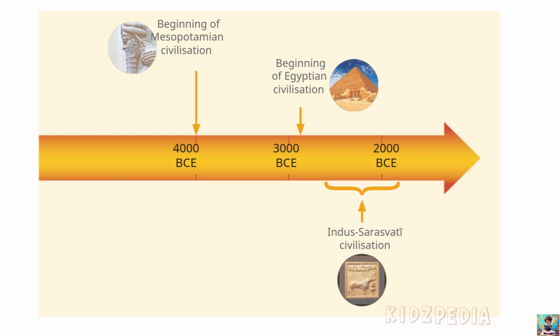So, in this timeline, we can see that Mesopotamian civilization began around 4000 BCE, which is the earliest civilization in the world. Next, Egyptian civilization began around 3000 BCE, a little later than Mesopotamia. After that, around 2000 BCE, the Indus Sarasvatī civilization developed in the Indian subcontinent. So, we can also see that the main period of the Indus Sarasvatī civilization was from 2600 BCE to 1900 BCE. This was the time when cities like Harappa and Mohenjo-daro were at their peak. So, in this timeline, we can see when different ancient civilizations existed.